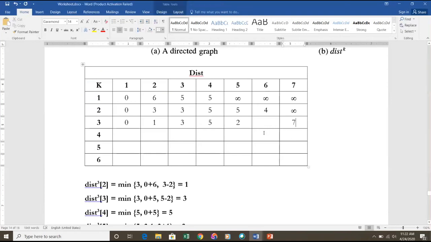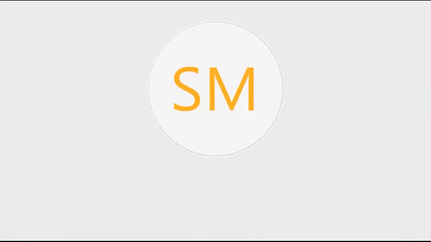What is for 6? For 6 we have calculated as 4. So let us compare the values. 3 0 1 3 5 2 4 7. Yes, we got the answer for the row where k is 3. Similarly, we have to do it for k is equal to 4.